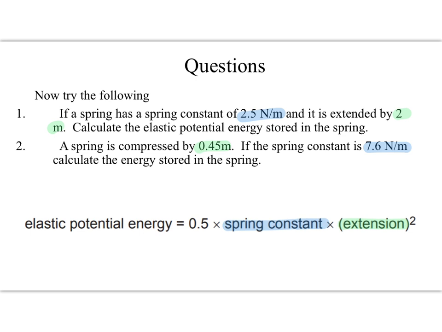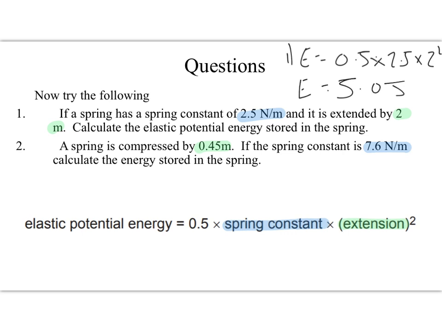Okay, what we should have got for the first one is we should have had an equation. So I'm going to put number 1 up here, just to go through the room. So you should have got that E was equal to 0.5 multiplied by 2.5 multiplied by 2 squared. If you put that into your calculator, you come up with an answer that E is equal to 5.0 joules.